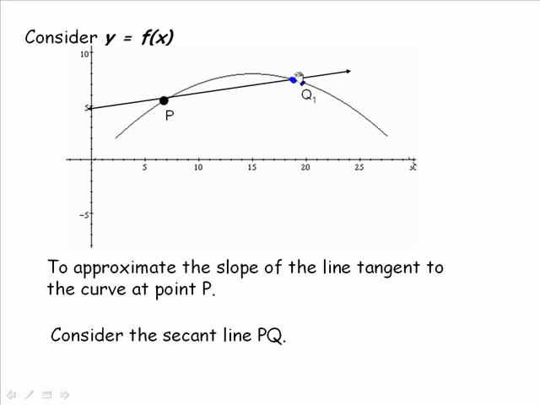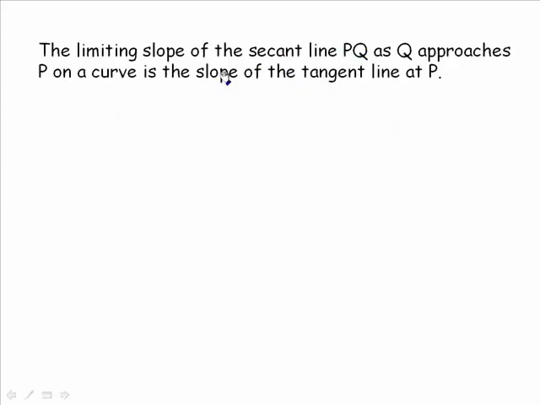Now, I'm doing a bad job of it because Q1 is so far away. So I would then pick a better point, Q2. Now, that's better, but still, Q3 is better. And in fact, you could keep doing as many as you wanted, and eventually you would get a better approximation of it. So the lesson here is that the limiting slope of the secant line PQ, as Q gets closer to P, is going to represent the slope of the tangent line at P.